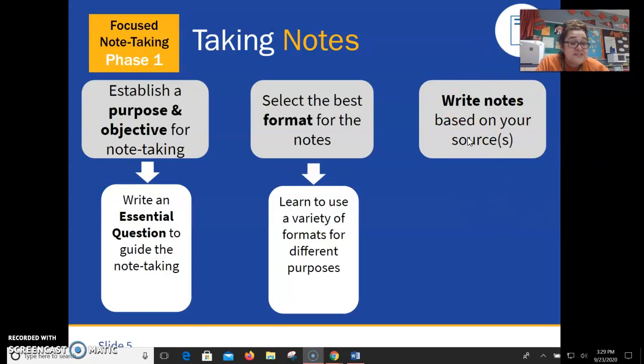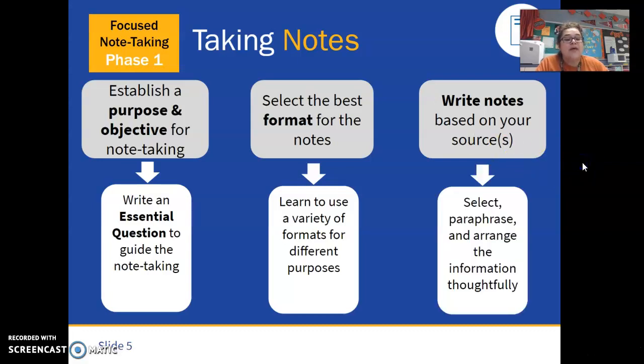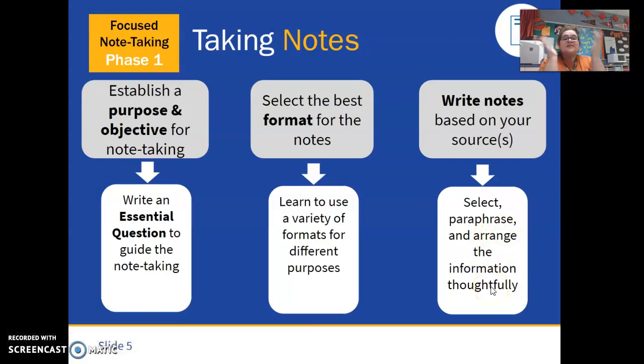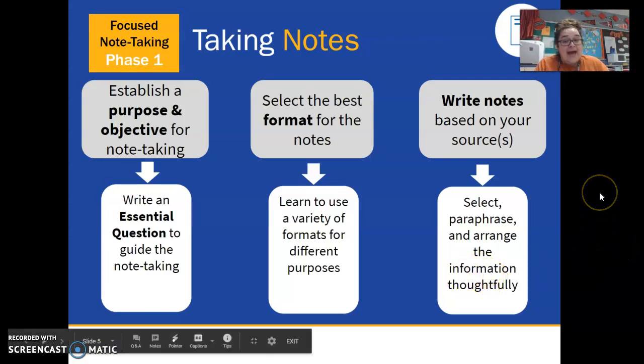The source could be your teacher because they're lecturing. Your source could be a video that you're watching. Your source could be an actual book or novel that you're reading. You want to select the information you're going to write. You want to paraphrase it and arrange it in a way that makes sense to you. That's why I could have two of you taking notes on the same novel, and you could have notes look totally different because of what makes sense to each of you. So that's the great thing about notes, guys, and the great thing about the AVID process.